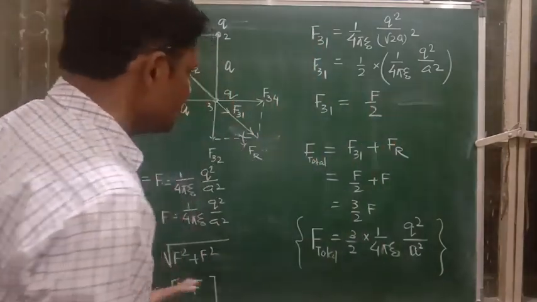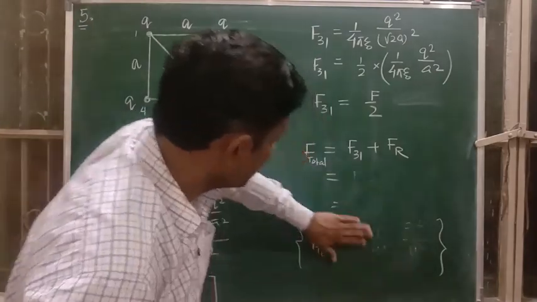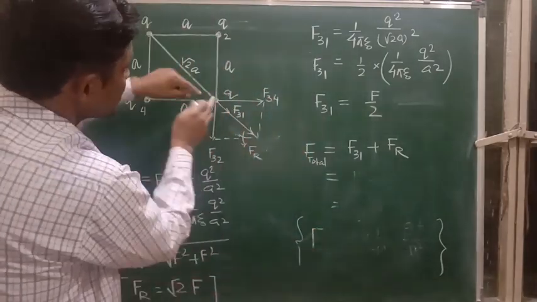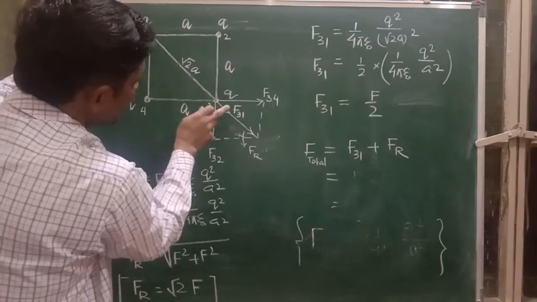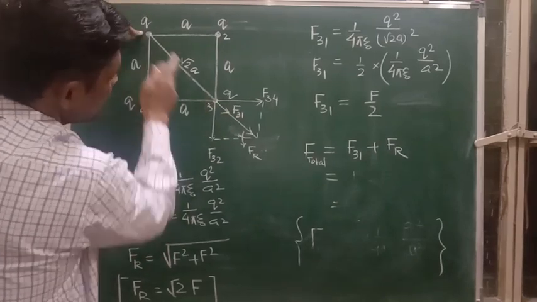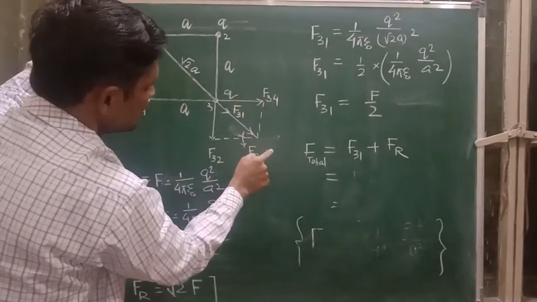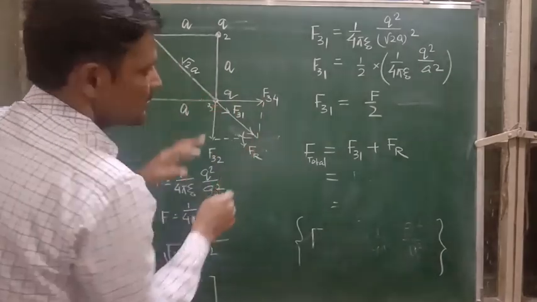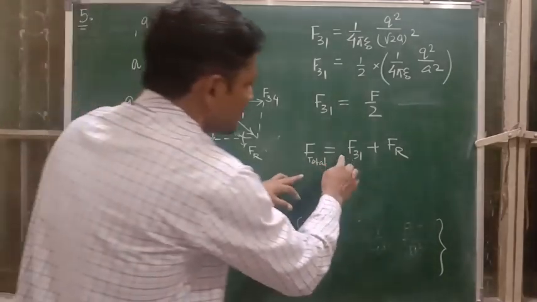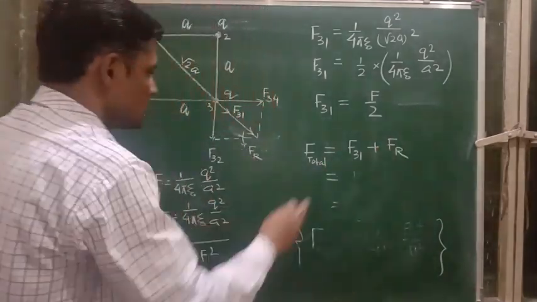So F total will be F total force, since this force F31, because the first on third will be in this direction, and because of these two forces the result will be in this direction. So the two forces we can add up directly. So F31 plus Fr.